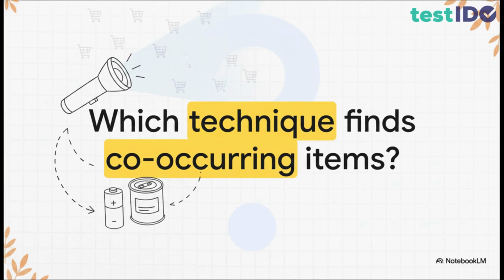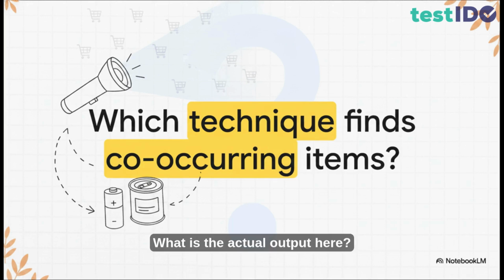A retail company analyzes millions of point-of-sale transactions and discovers that customers who purchase flashlights during autumn months are 65% more likely to also purchase batteries and emergency canned food during the same visit. Which data mining technique did the company use to uncover this pattern? Your options are A. Linear regression, B. Association rule mining, C. Supervised classification, or D. Hierarchical clustering.